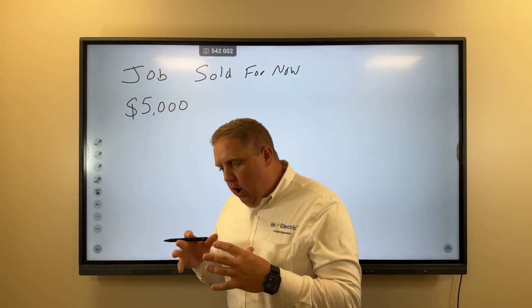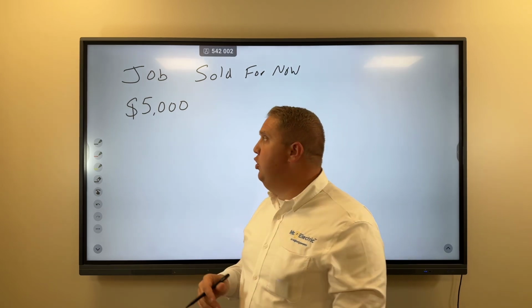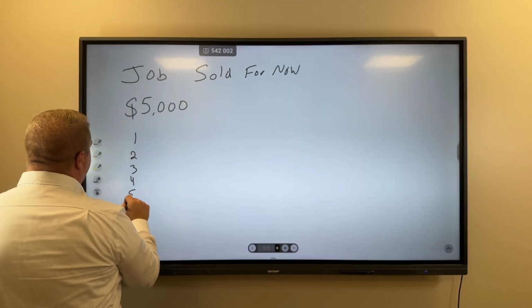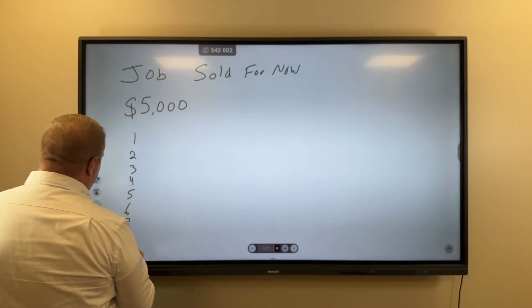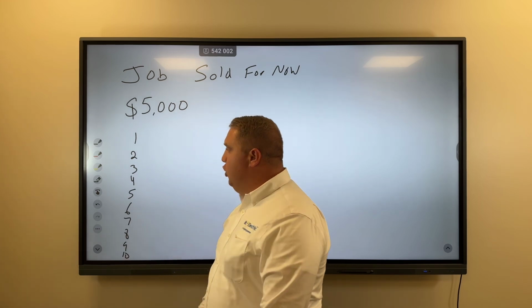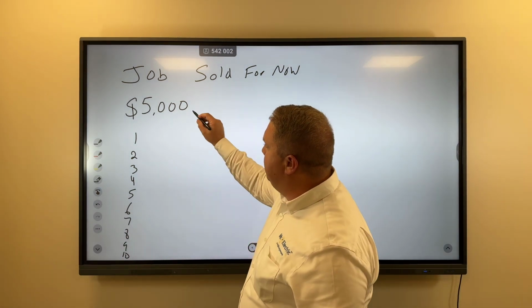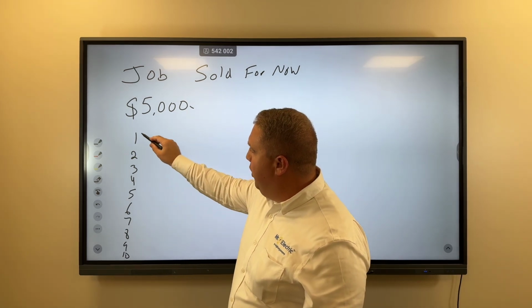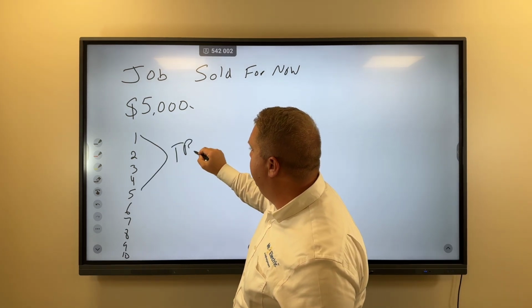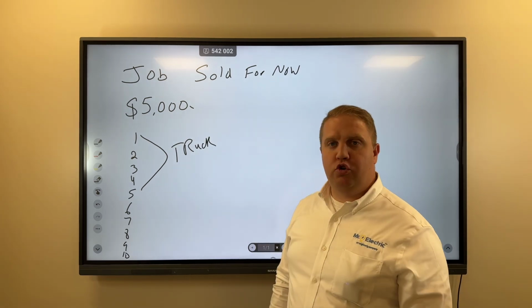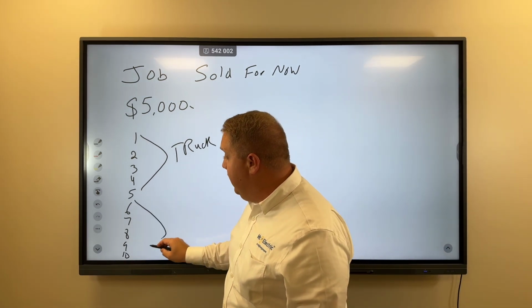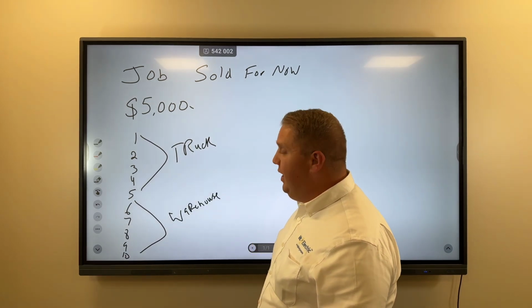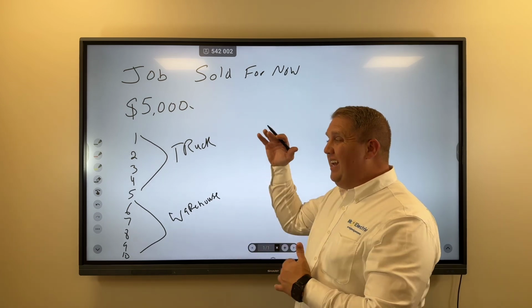Our material process is very simple. If you need 10 parts, let's just write this down: 1, 2, 3, 4, 5, 6, 7, 8, 9, 10. You need 10 parts to complete this $5,000 job. If you have 5 of those parts on your truck and you need the other 5 to come from the warehouse, what we are going to do is order all 10 of those parts.